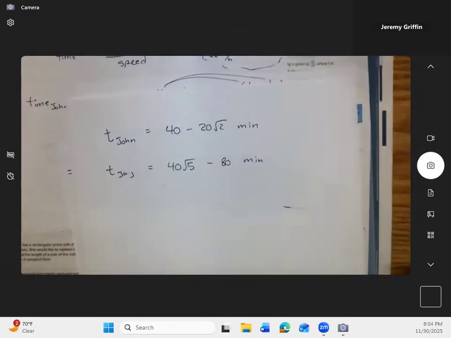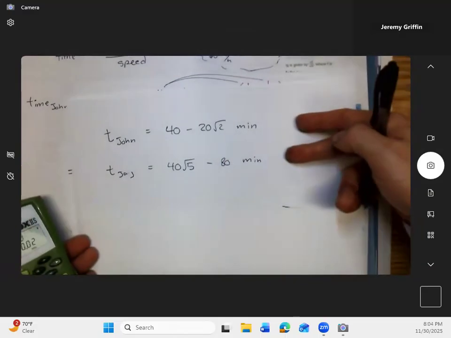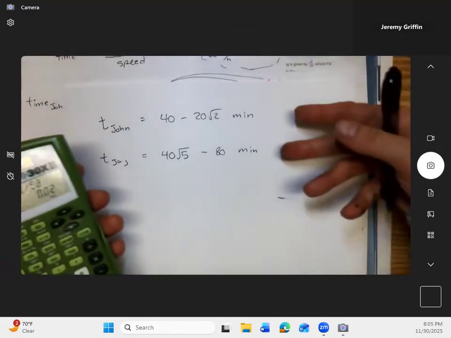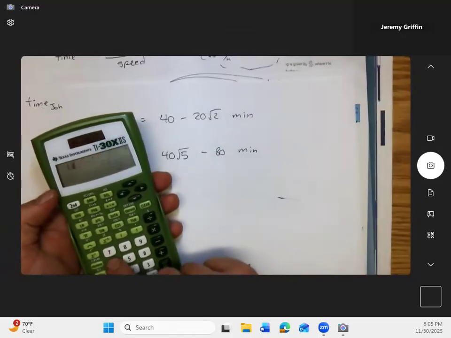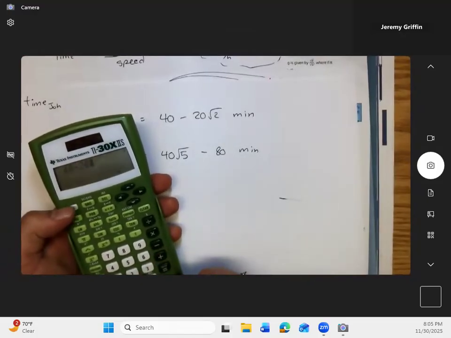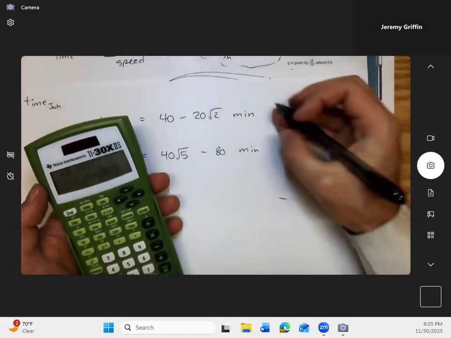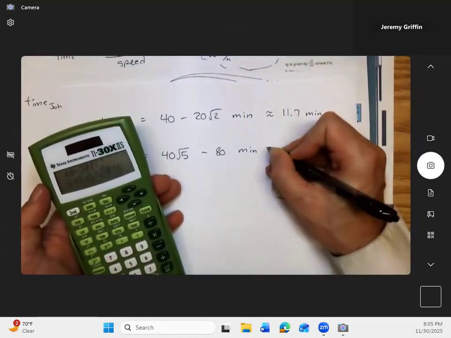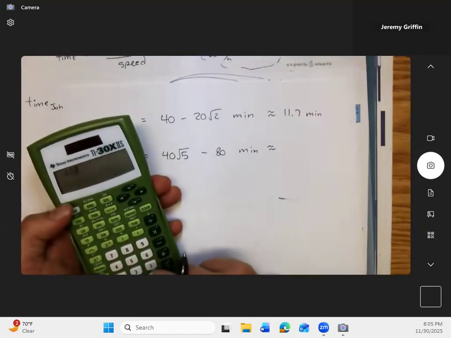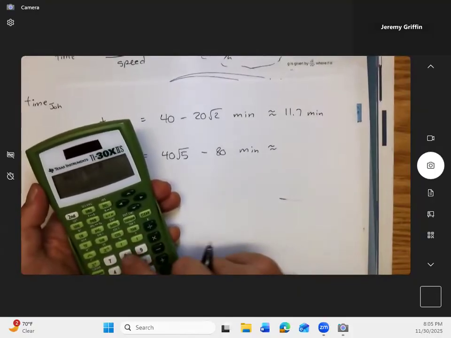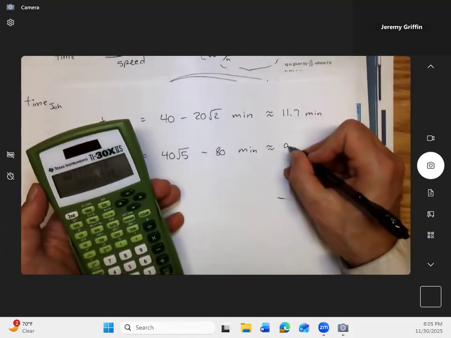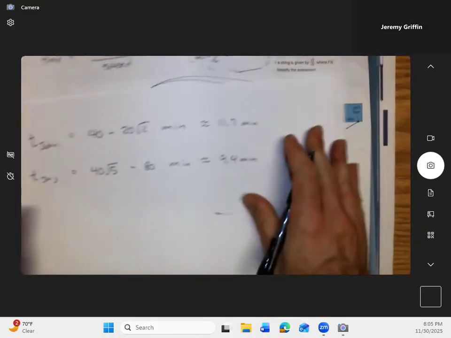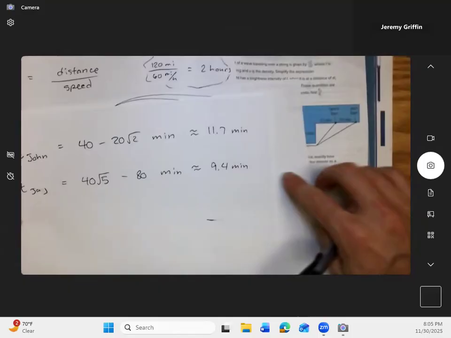Right? I'll get a decimal approximation because they did ask for simplified radicals. That's why I was doing all that crazy math, supposed to get it eventually to these forms. But maybe more practically, say, well, what kind of time is that in human terms? This is approximately 11.7 minutes. This one is 40 root 5 minus 80, approximately 9.4 minutes.